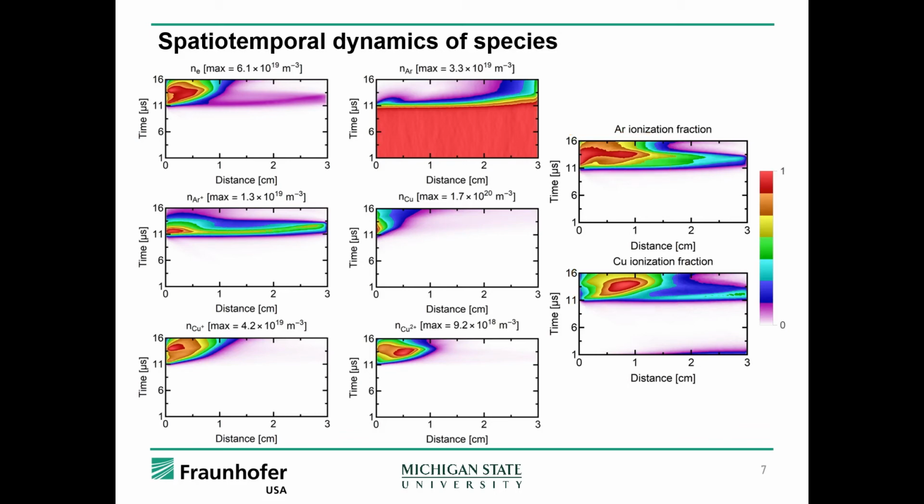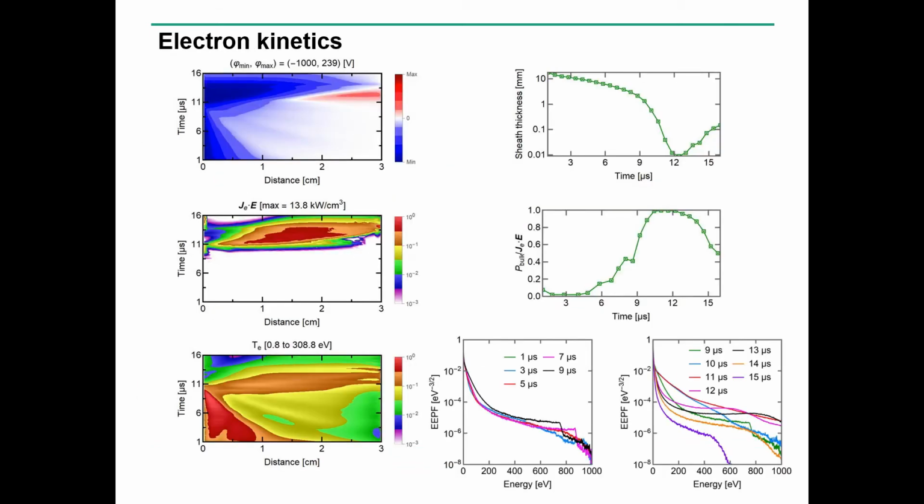Next, let's take a look at the electron kinetics. First, we need to understand the spatial-temporal profile of the electric potential. It can be seen that the sheath region decreases during the low current discharge phase until about 10 microseconds, when the discharge current increases sharply and the discharge enters the HiPIMS phase with the formation of a wide pre-sheath layer.